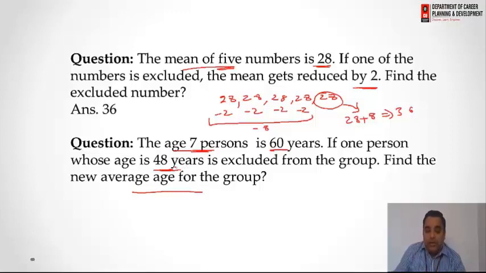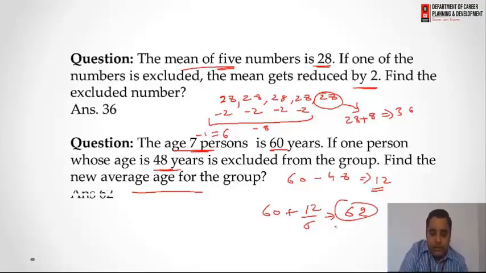As the person whose weight is 48 left the group, it means he is leaving, his contribution, the average is 60, but he left with only 48 kilograms of weight, which means he left 12 kilograms behind, which is equally distributed among all the remaining persons, that is 6 people. So the new average is 60 plus 12 by 6, the answer is 62 kilograms. That is the answer for this question.